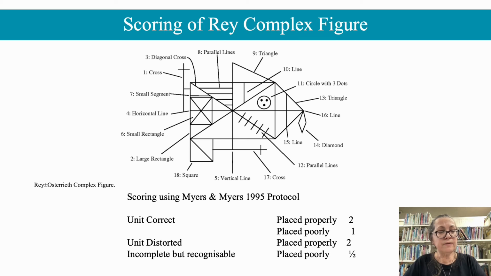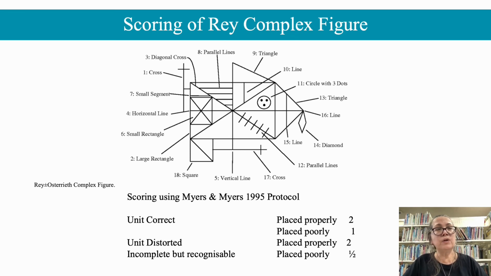The Rey Complex Figure divides the figure itself into 18 units, and each unit is scored for accuracy and placement. A score of 0 to 2 can be assigned to each unit or part of the figure, and total scores range from 0 to 36. Interpretation needs to consider the total score and qualitative aspects of the performance. However, high scores are clinically meaningless, as the majority of healthy individuals are able to draw the figure without distortion.